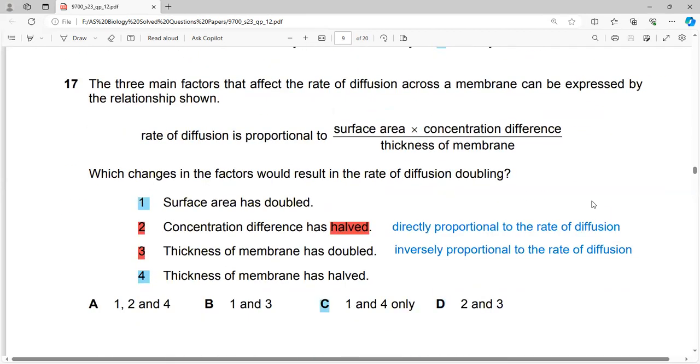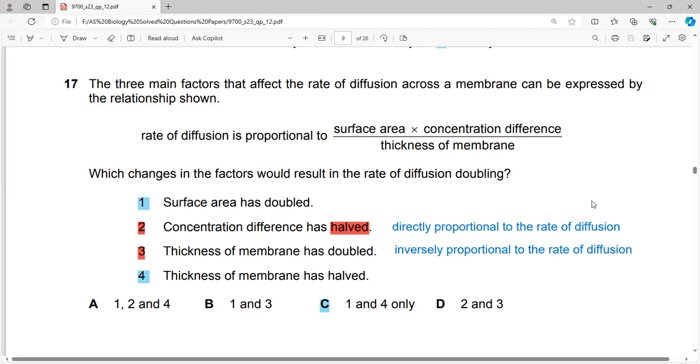The 3 main factors that affect the rate of diffusion across the membrane can be expressed by the relationship given there. For example, the diffusion rate is directly proportional to the surface area and concentration difference, while inversely proportional to the thickness of the membrane. So you can see option number 1, the surface area has doubled. If you're doubling the surface area, that's directly proportional, so the rate of diffusion also becomes double, an increase.